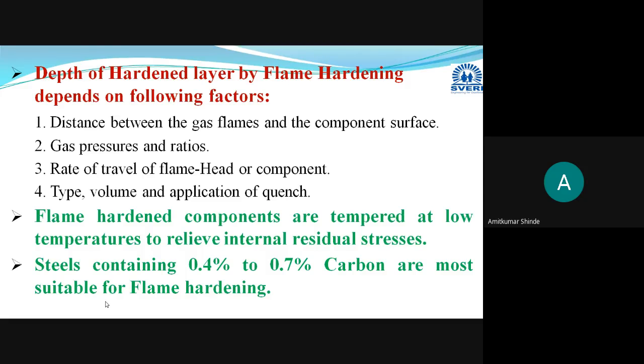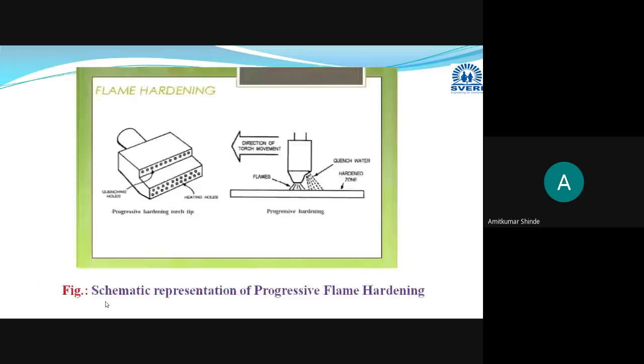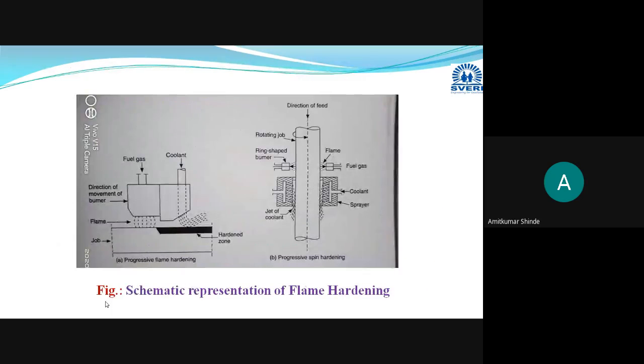There are certain factors. Before going to this slide, if you have any query related to the principle of flame hardening and its four different types, please ask me. I will wait for 2 minutes. Try to understand the concept with the help of these diagrams. If you have any query or question, mention it in the chat box.